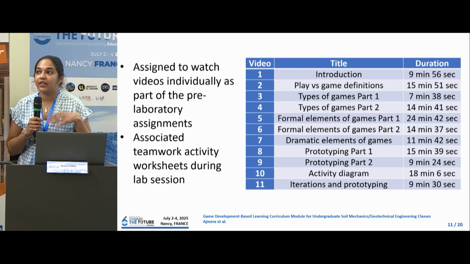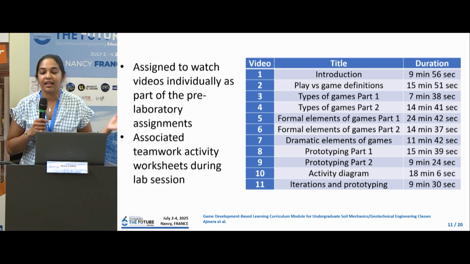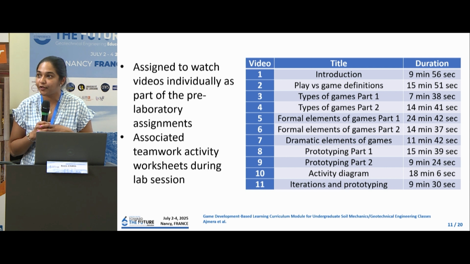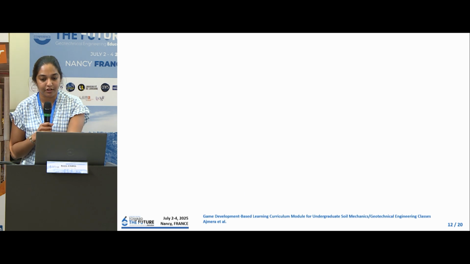And then, since those were individual assignments, we realized we needed to build in some more teamwork for them because they would watch the videos and forget about them. So we ended up adding some activity worksheets into the lab session to build some of that team interaction.